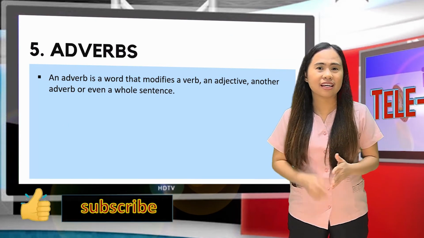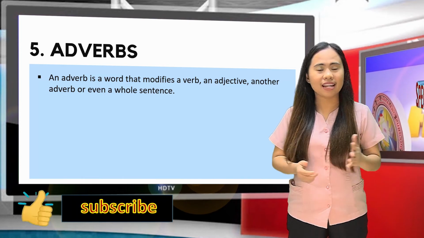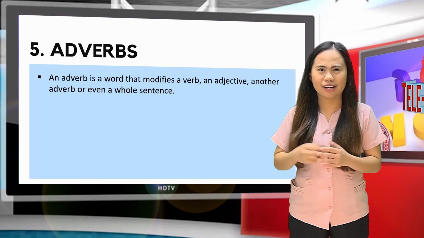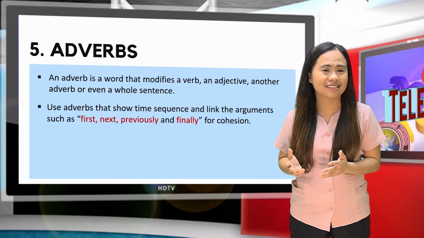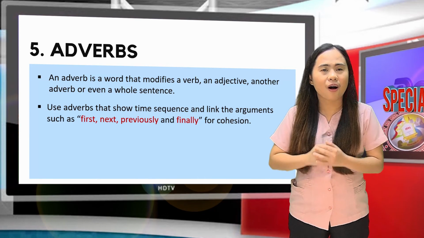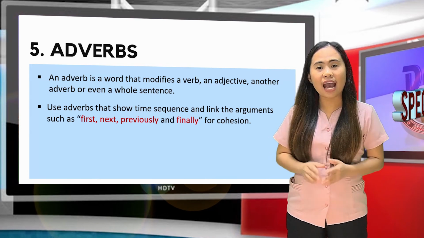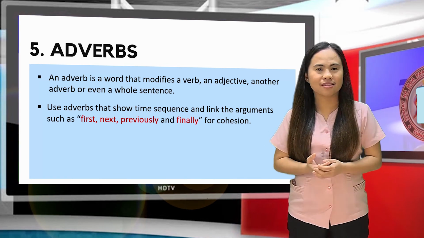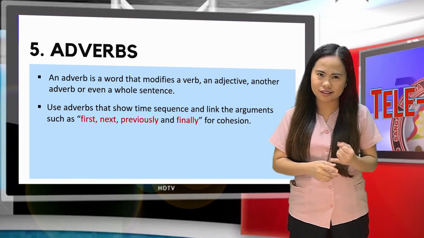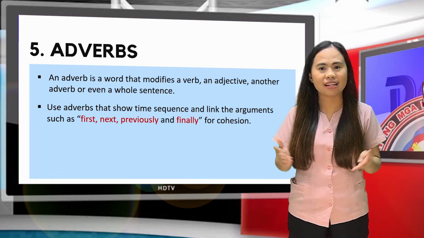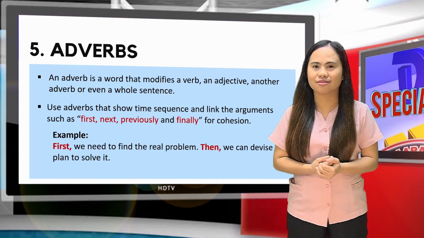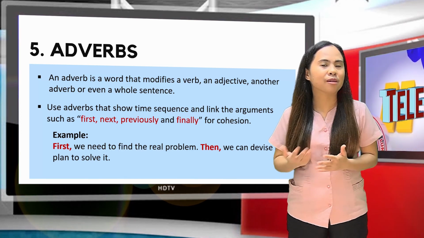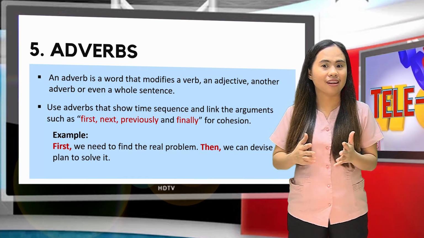Number 5 is the use of adverbs. An adverb is a word that modifies a verb, an adjective, another adverb, or even a whole sentence. In exposition and argumentative essays, use adverbs that show time, sequence, and link the arguments. For instance, you may use firsts, nexts, previously, and finally for sequence and for cohesion. For example, let's use that in a sentence. First, we need to find the real problem. Then, we can devise a plan to solve it.